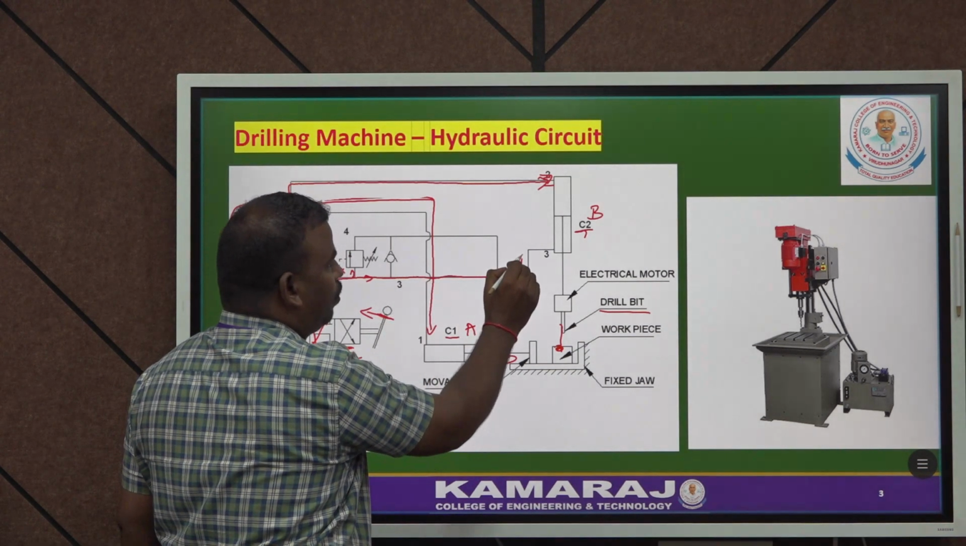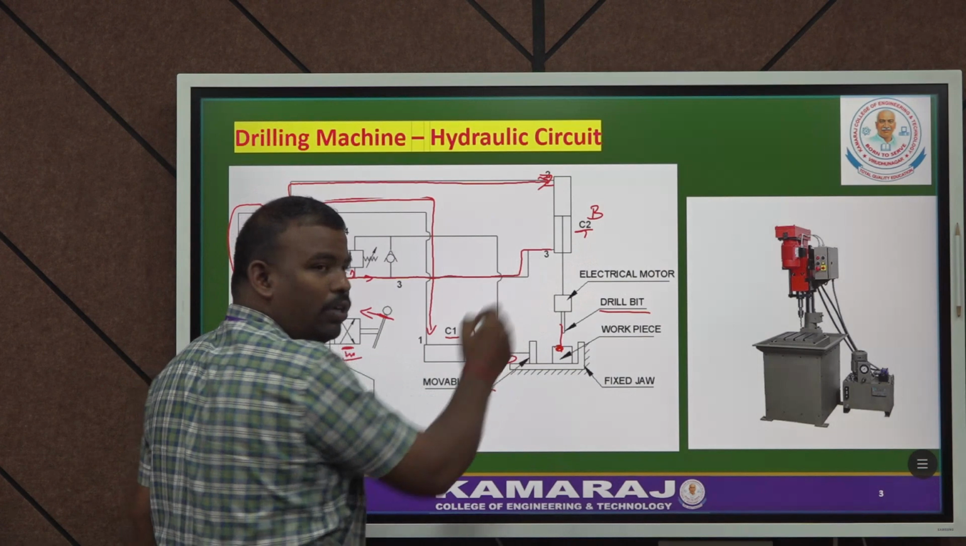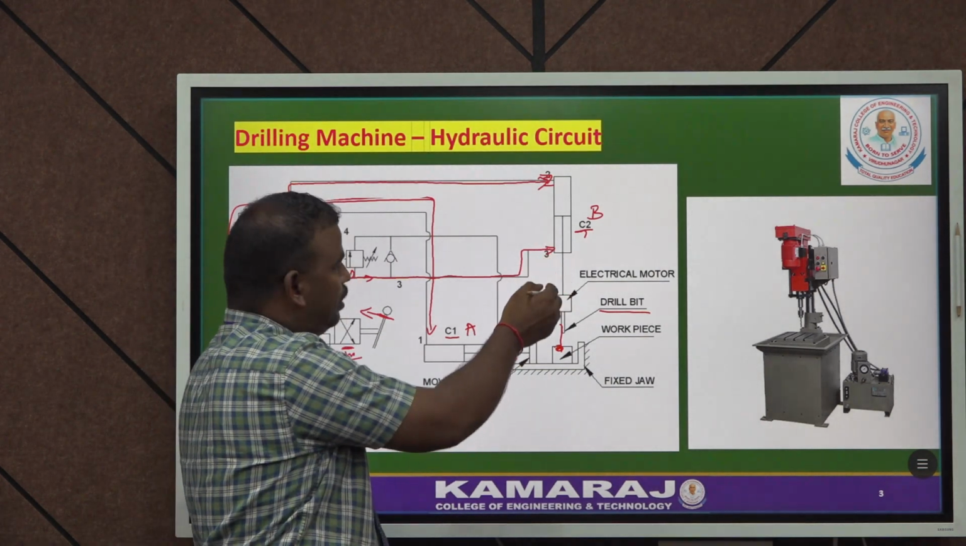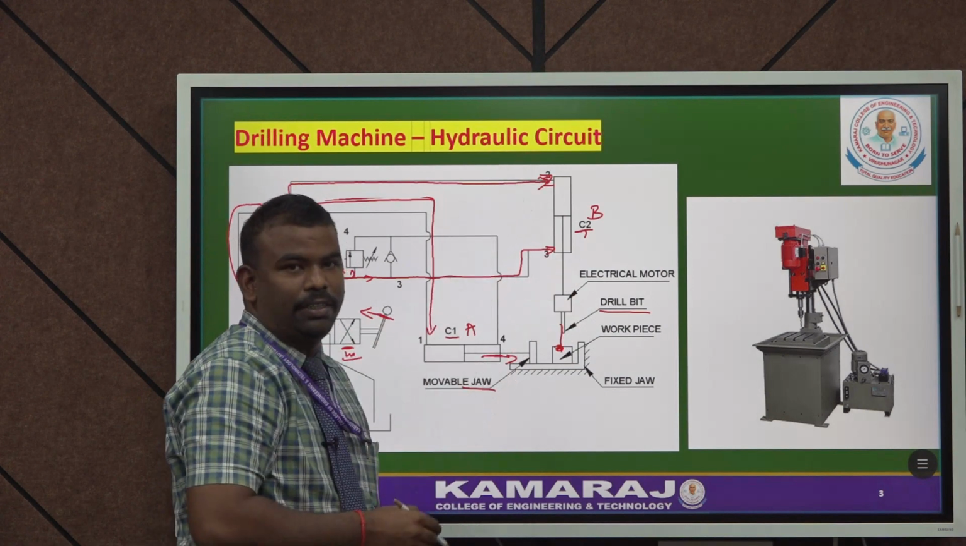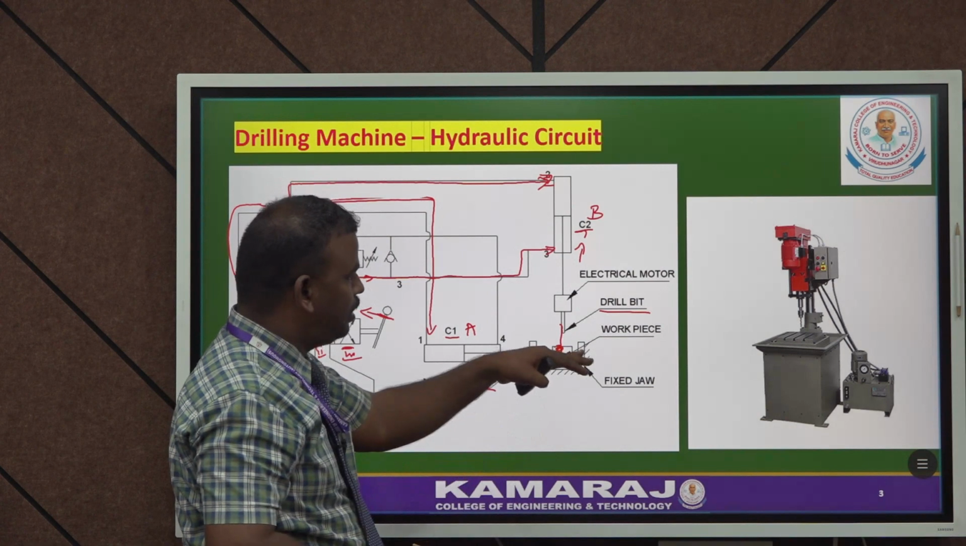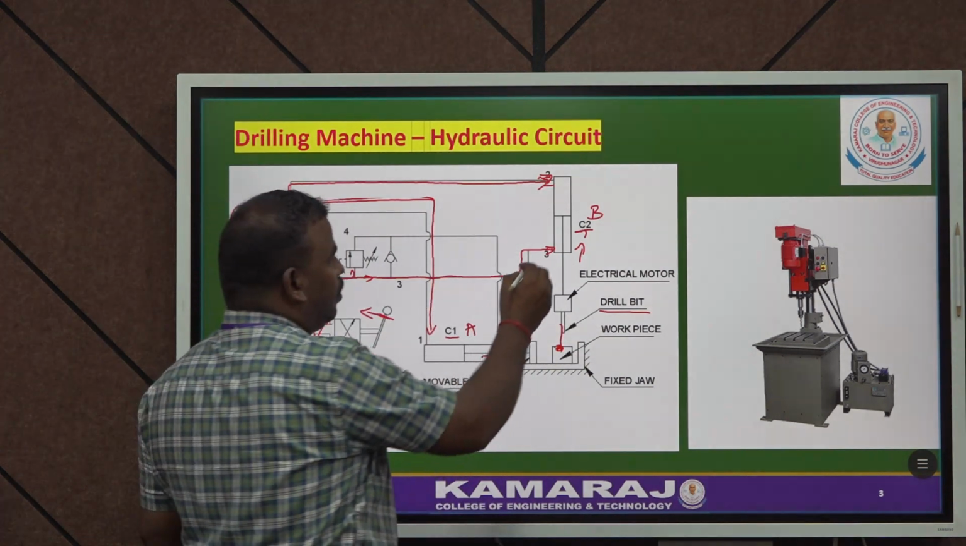So the oil flows directly to the cylinder's rod end side. Once the rod end side flow happens, the cylinder is retracted. So the piston is retracted, and the drill bit is removed from the workpiece.